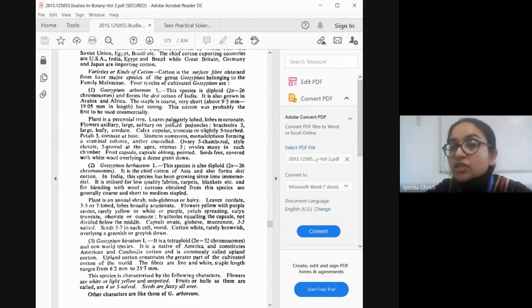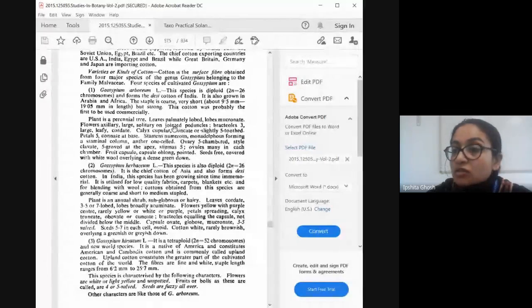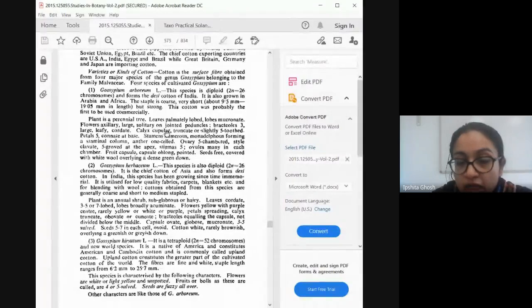So that's actually most of the cotton that we use and we buy is extracted from Gossypium arboreum. So that is the primary species, which is very important, so you must remember it. Its staple is coarse, very short, but very strong. The cotton is probably the first to be used commercially. So definitely Gossypium arboreum has a lot of commercial significance. If you are asked which cotton species is commercially popular, your answer should be Gossypium arboreum.